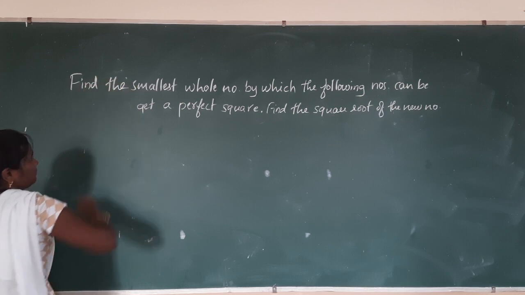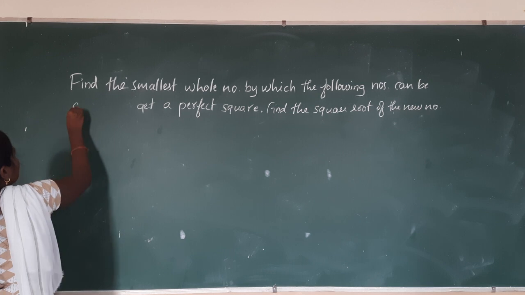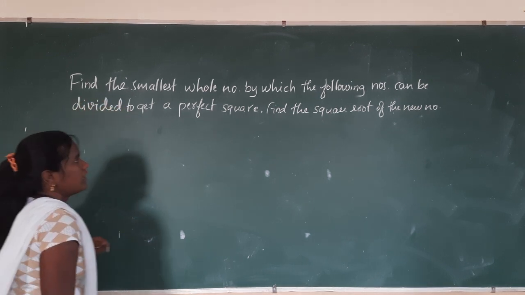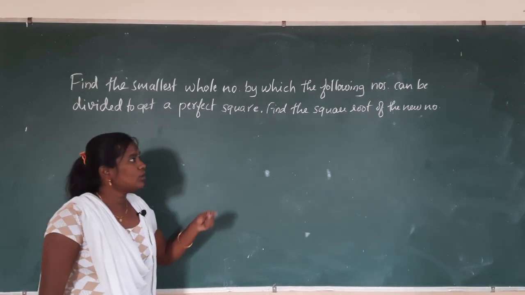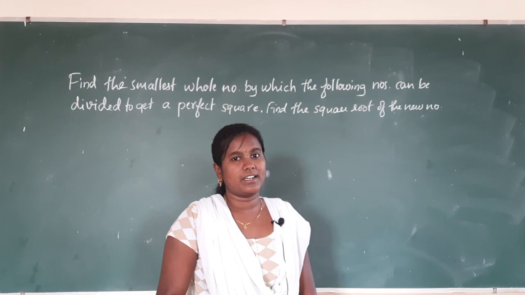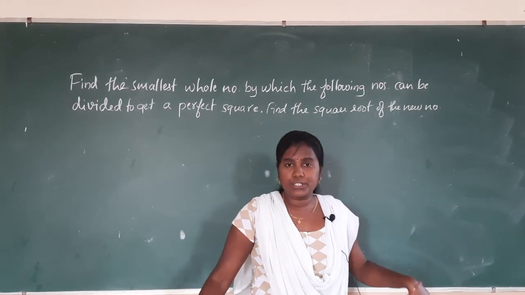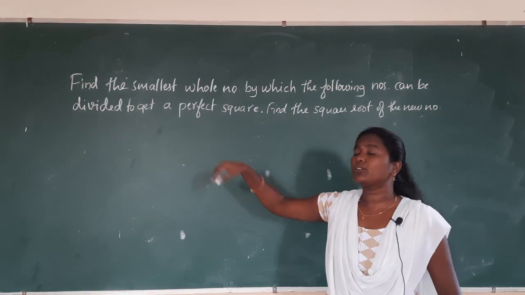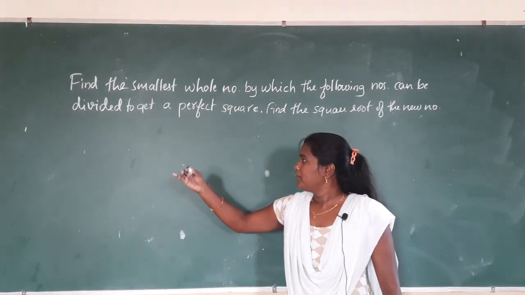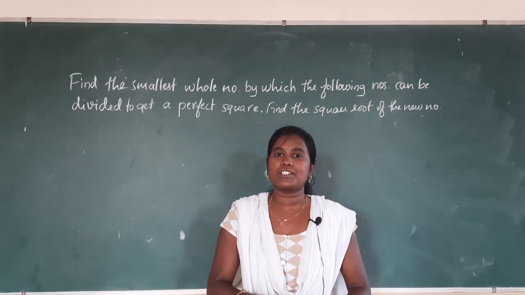Find the smallest whole number by which the following numbers can be divided to get a perfect square, and also find the square root of the new number. Here also we are going to solve using prime factorization. We are going to find the square root of that number by using the prime factorization method only.